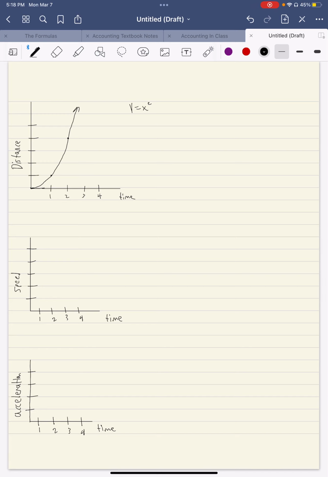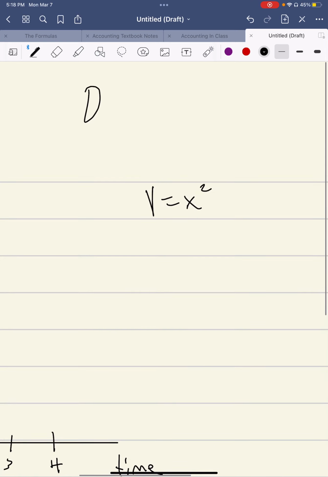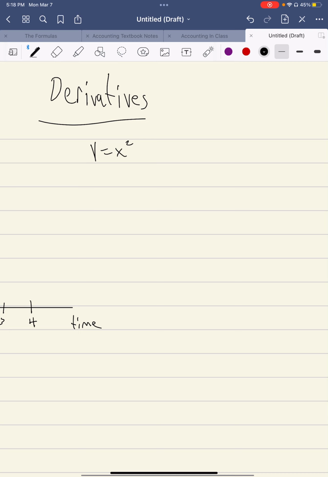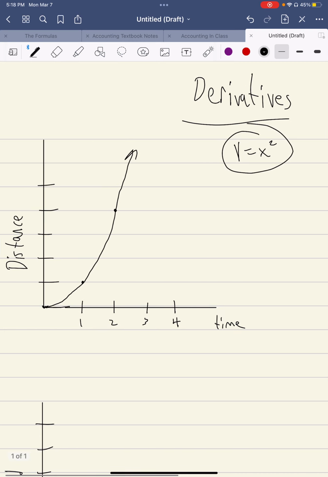But this is going to be more about the conceptuals of derivatives, not anything beyond that. I'm not going to do anything complex. For this derivative, we're just going to do y is equal to x squared, which is really simple. And this is obviously the graph of y equals x squared.